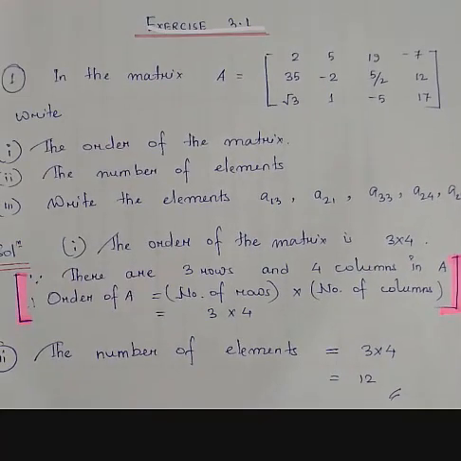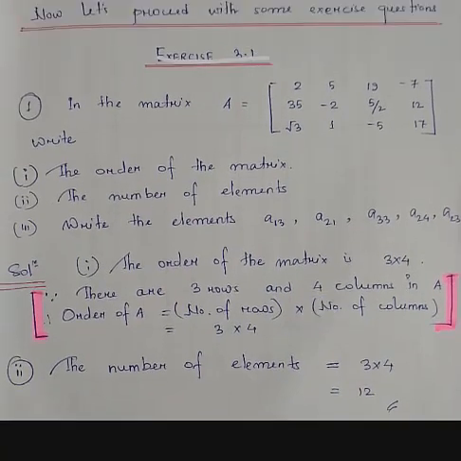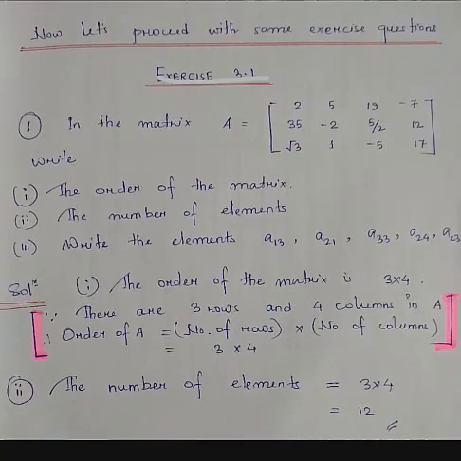So what is the first question under this? The order of the matrix we need to find out. We have to write down the order of the matrix. Very clearly, when there are three rows and 4 columns, therefore the order of the matrix will be, of course, 3 by 4. So that is what is written in the answer part.